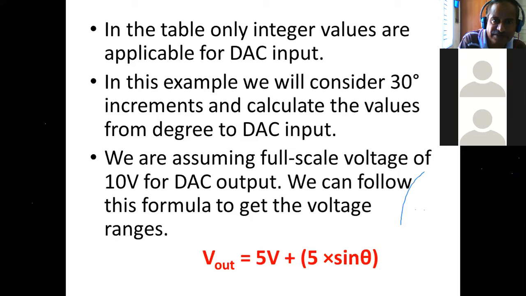Output voltage, effective output voltage is 0 volts. If theta is 180 degrees, then sine 360 degrees, sine 360 is 1. Again, we get a plus 10 volts. Like this, the output signal varies from 0 volts to plus 10 volts.